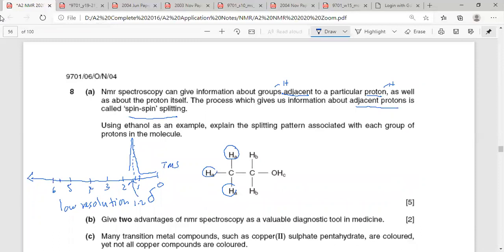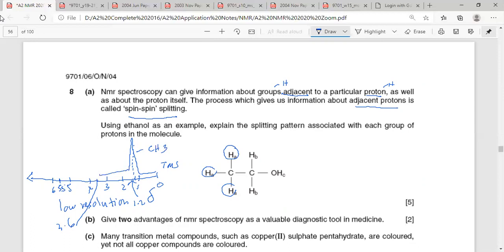5.5 and 3.6 over here. This 2.6 belongs to the CH3. Of course here, 2 and 1 here, still. So this one will show the CH2. This one is the OH.